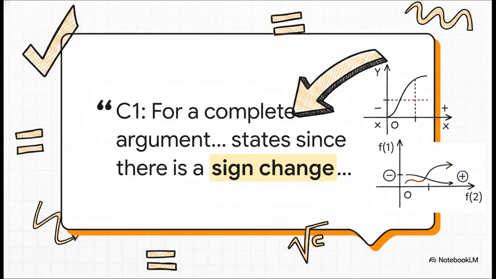But here's the catch for securing that C1 communication mark. The math alone isn't going to cut it. You have to explicitly write down the phrase sign change in your final argument. Just state clearly that since f of 1 is negative and f of 2 is positive, there's a sign change, and boom, therefore a root exists. That's exactly how you lock in that second mark.